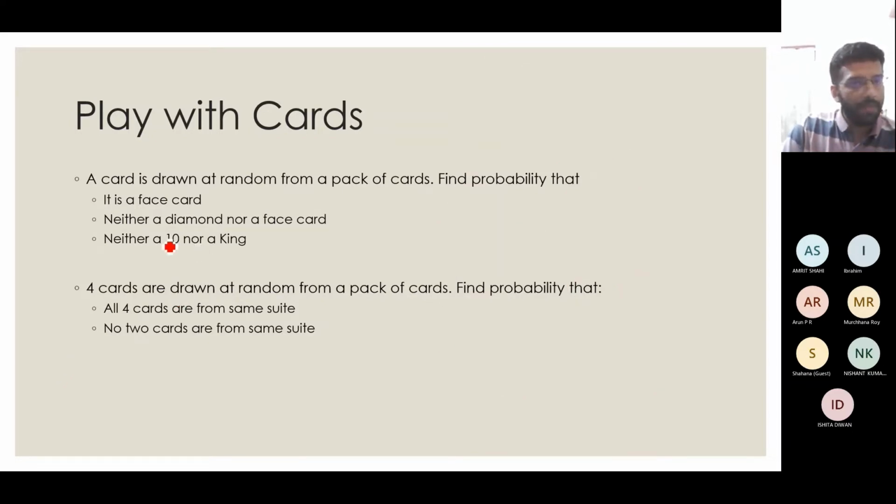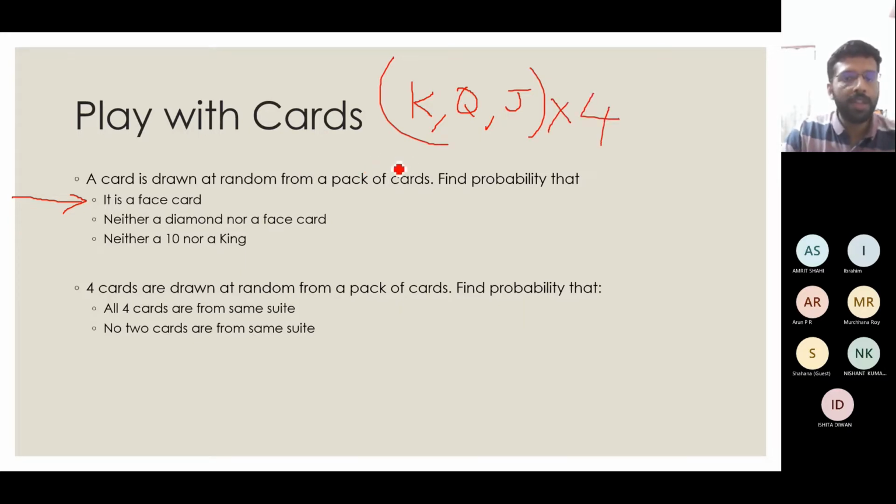My first question is, what is the probability that a card is a face card? As we saw, a face card is a king, queen or jack, and I have a king, queen and jack for all 4 suits. So I have 3 into 4 equal to 12 favorable outcomes. Again, the total number of outcomes is 52. Next, you can solve this and tell me the answer.